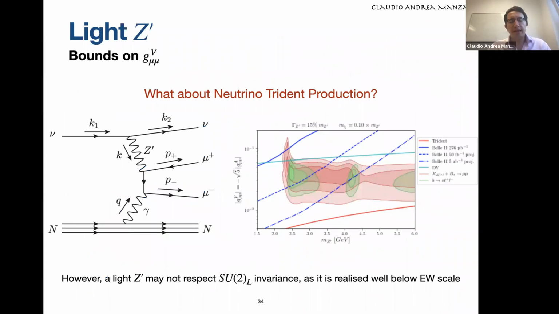Now, you may be wondering about the coupling of the Z' to neutrinos. In fact, so far I didn't mention it at all. So here the point is that we are talking about a light Z'. Now, a light Z' can be also realized well below the electroweak symmetry breaking. And this means that we are not forced to take into account the SU(2)_L symmetry. So in principle, one could think of a model which realizes the Z' below the electroweak symmetry scale and only couples to muons and not to muon neutrinos.